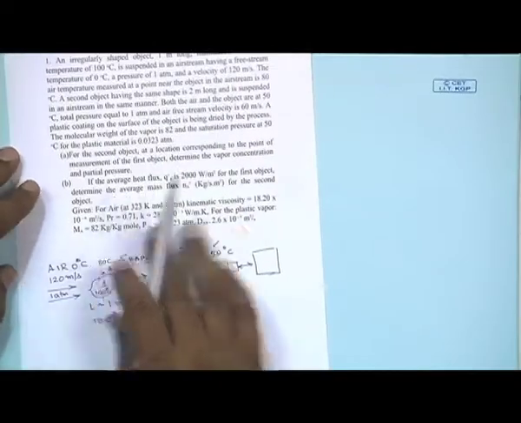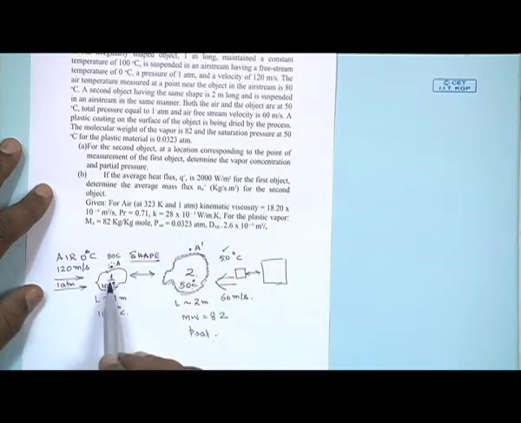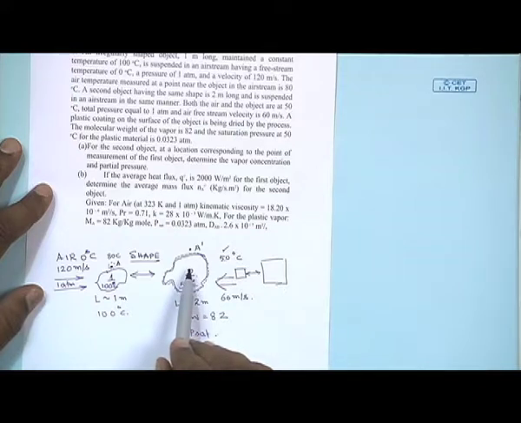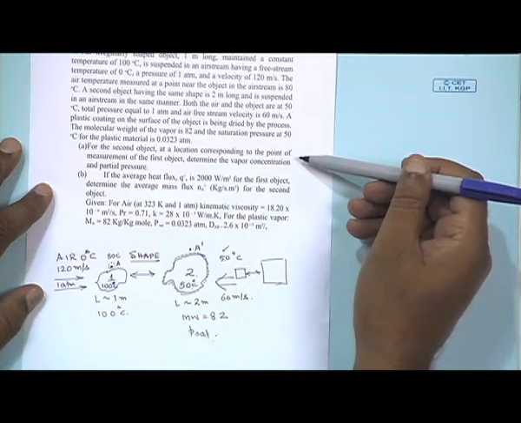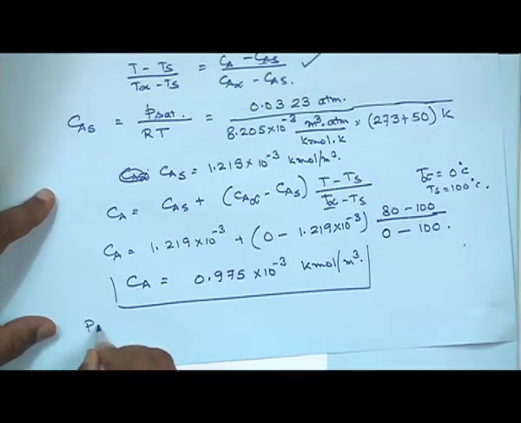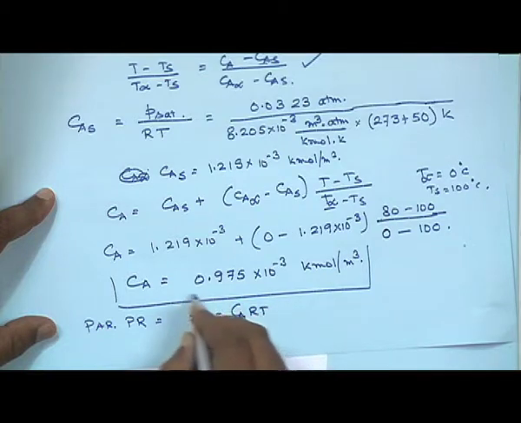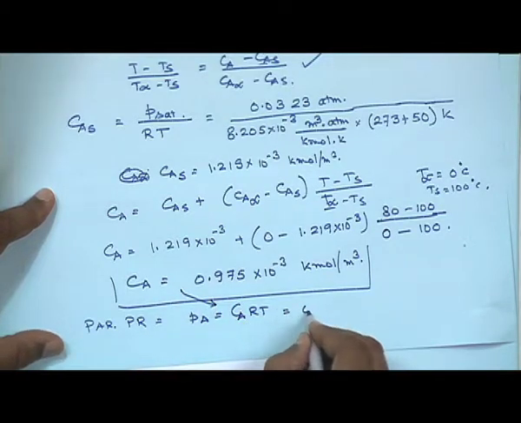The second part of the problem, part B, tells you that if the average heat flux is 2000 watt per meter square for the first object, what is the average mass flux for the second object. So, we have already calculated the vapor concentration over here. Now, I am sorry, the pressure, we have to also calculate the partial pressure. So, partial pressure would simply be equal to PA, which is CA RT. The value of CA is already known.